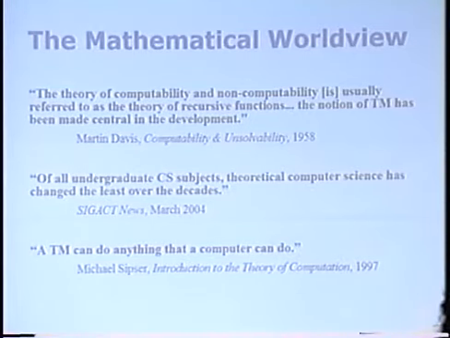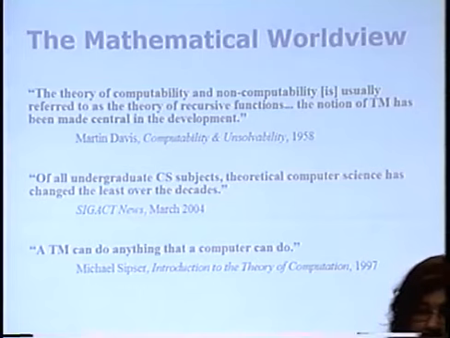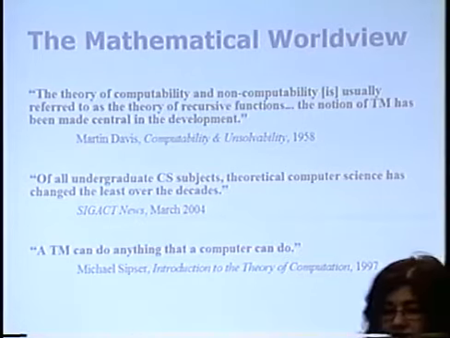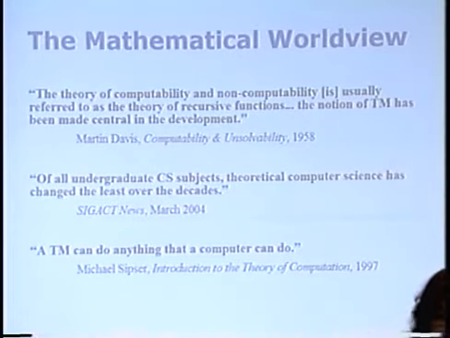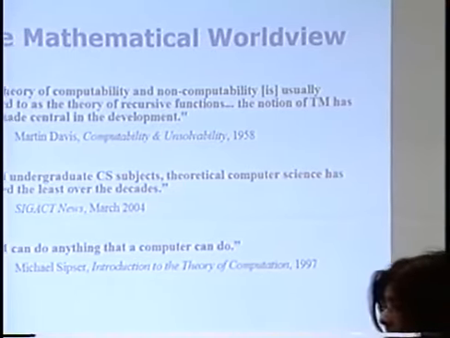Okay? So let's go back almost half a century, and a year ago, SIGACT News pointed out that of all undergraduate computer science subjects, theoretical computer science has changed the least over the decades. Okay? And this is reflected in our textbooks that we use in theory of computation. So I will quote from the one that I'm using in my course this semester, and this is typical of other books as well. A Turing machine can do anything that a computer can do. Okay, so Turing machines remain central, and the way they compute remains at the center of how we understand computation.